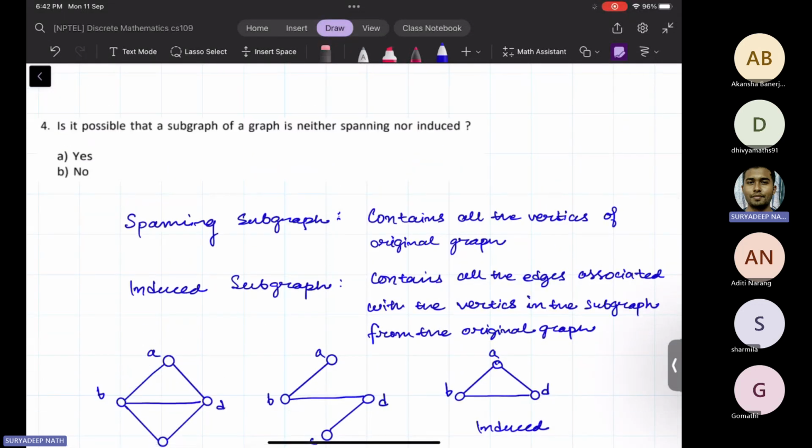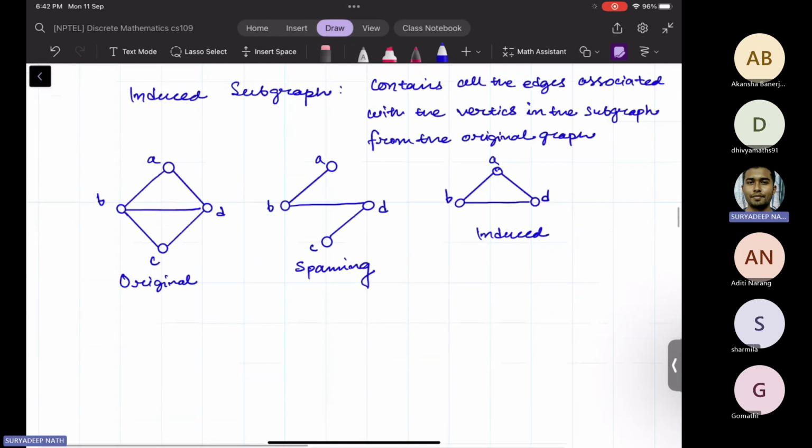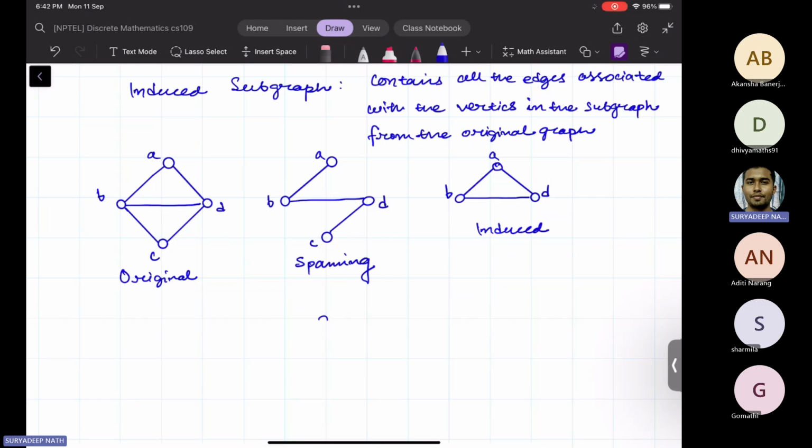Now coming to the question, is it possible that a subgraph of a graph is neither spanning nor induced? So if I create a graph, let's say like this, I take b, d and c, and I connect C and D and B and C, and I leave out B and D, which is actually present in the original graph. So what do you think? Is it induced or spanning?